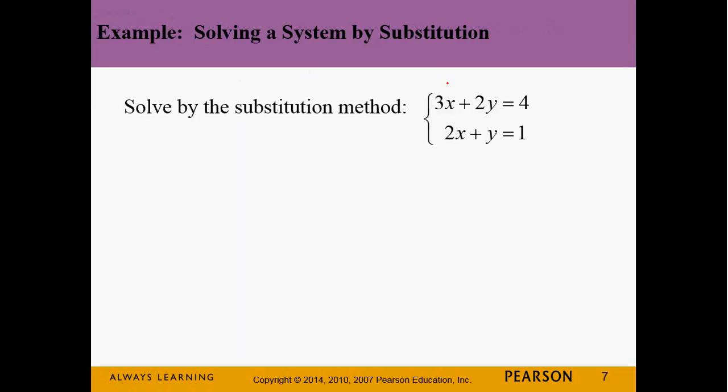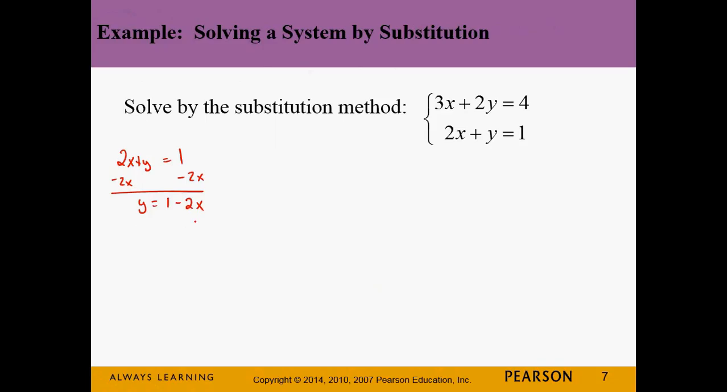So we've got a system of equations. 3x plus 2y equals 4. 2x plus y equals 1. Is there an obvious equation for us to solve for one variable? Right, that y there, because it's by itself, doesn't have a coefficient. It's going to be the easiest one to solve. So I want to take the 2x plus y, and I'm going to solve it for y. So how do I solve it for y? Subtract the 2x. That gives me y equals 1 minus 2x.